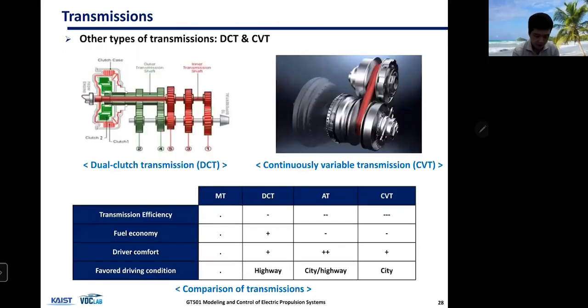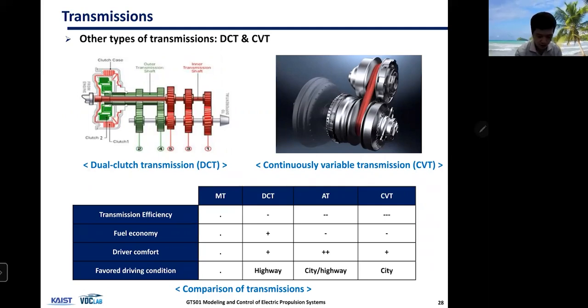There are other types of transmissions. Manual and automatic transmission are the 2 most popular transmissions, but transmissions have been evolving and developing over the last few decades. And recently, dual clutch transmission has been developed and used in multiple gear vehicles with higher efficiency and sportier driving vehicles.